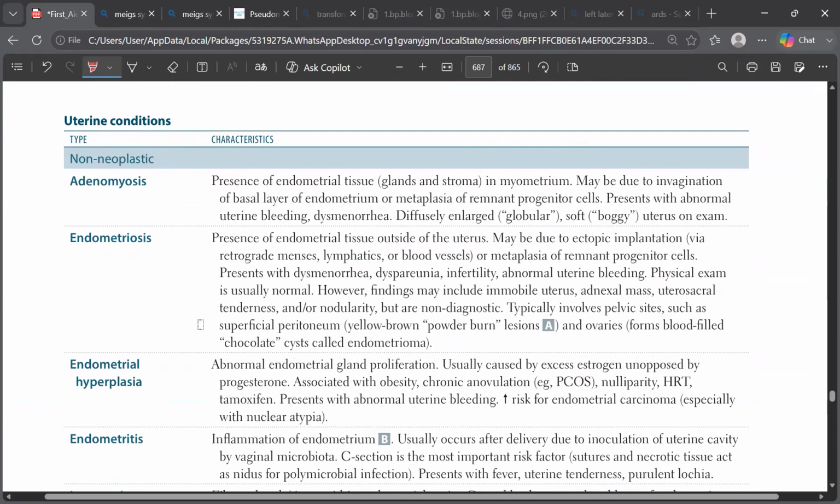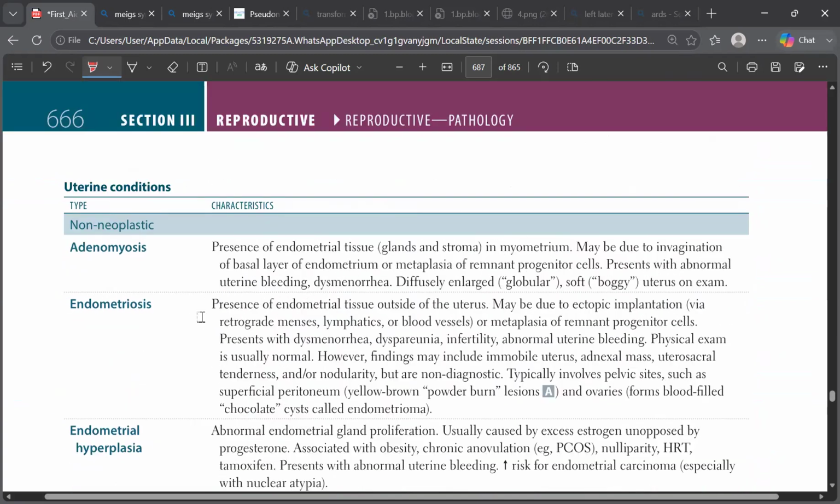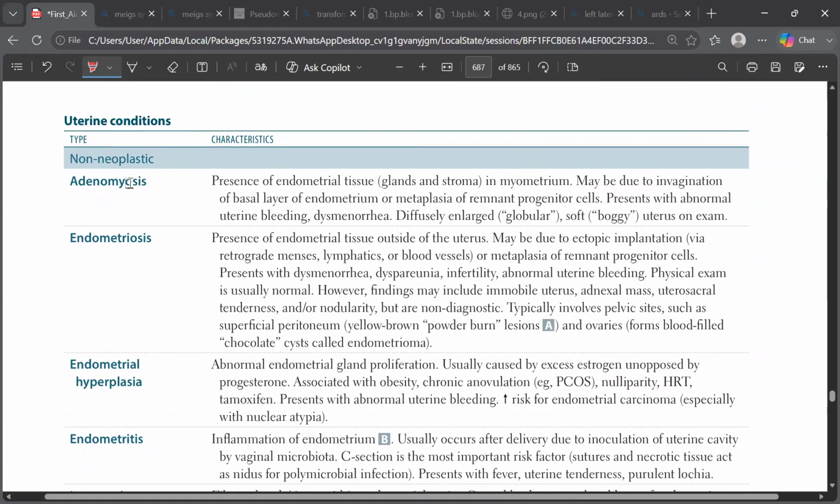Moving on to uterine conditions, they are classified into non-neoplastic and neoplastic. The first non-neoplastic one is adenomyosis, which is the presence of endometrial tissue, glands, and stroma in the myometrium. It may be due to invagination of the basal layer of endometrium or metaplasia of remnant progenitor cells. So adenomyosis, adeno shows that it has to do something with the glands, and myosis shows that it has to do something with the myometrium. It is the presence of endometrial tissue in the myometrium.